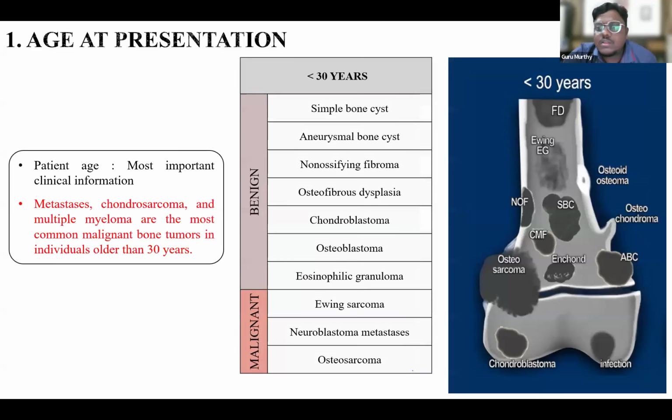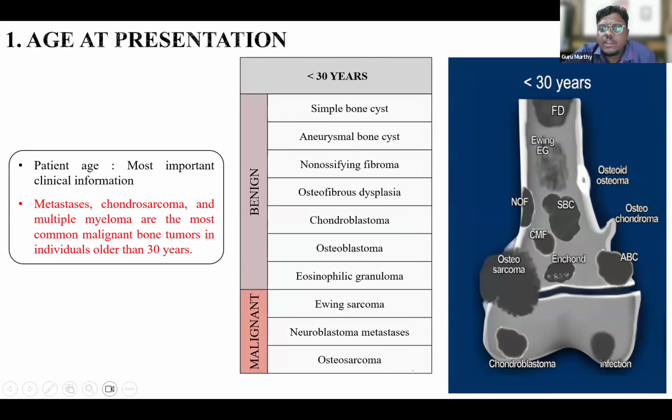So starting with the age at the presentation. This is the most important clinical information. So we divide the age group into two: less than 30 years and more than 30 years, to simplify the process. When you take the age group less than 30, that is young patients, most of the lesions, if you see in the list, are benign.